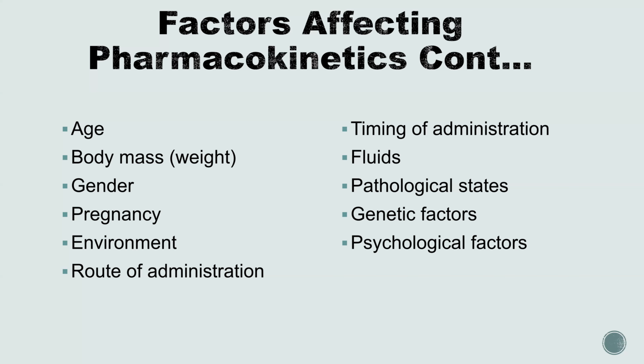Body mass or weight: medication dosages are calculated for the average weight, which is about 150 pounds, right? So your 450-pound bariatric patient may require a much larger dose to reach those therapeutic levels. Gender: hormones, body muscle mass, and differences between fat and water distribution mean that meds have a different effect on men and women. Pregnancy: there are drugs known to cause developmental defects to the fetus, and these are called teratogenic drugs, okay? So you need to remember that teratogenic medications need to be avoided in pregnancy because they can cause developmental defects to the fetus.